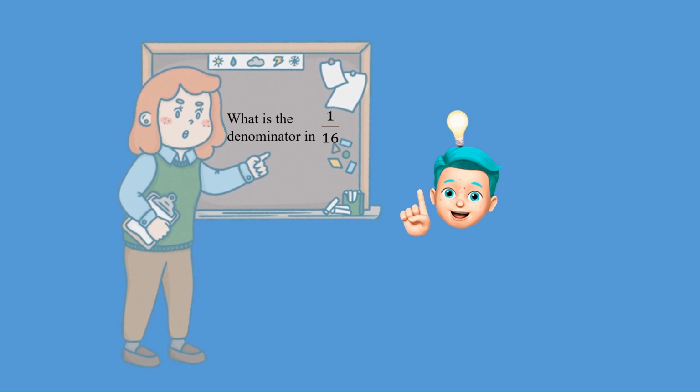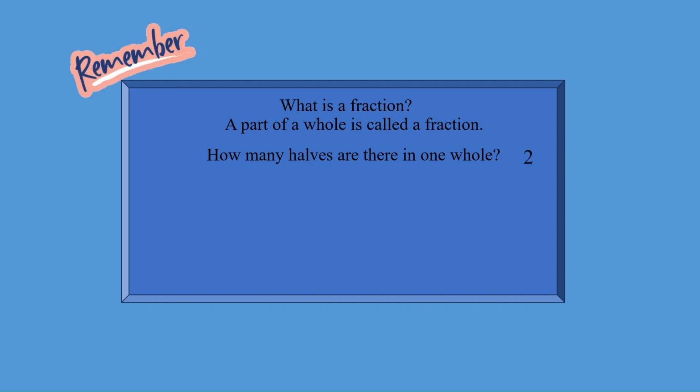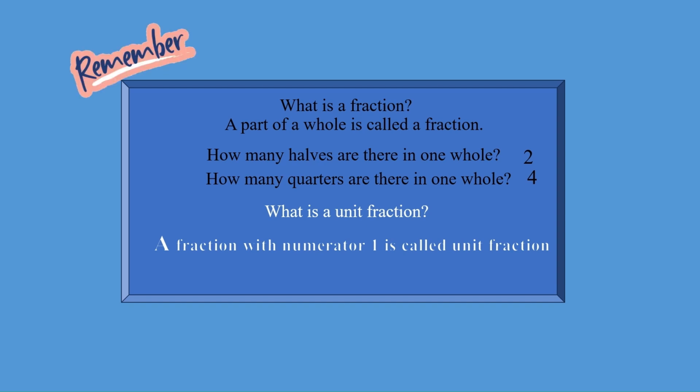The next question, last question. What is the denominator in 1 by 16? Yeah, that's right. That's correct. So we have finished all types of questions. We have reached the last part of the video, that is points to remember. Now what is a fraction? A part of a whole is called a fraction. How many halves are there in one whole? 2. How many quarters are there in one whole? 4. And what is a unit fraction? A fraction with numerator 1 is called unit fraction.